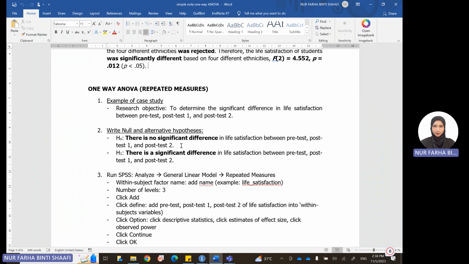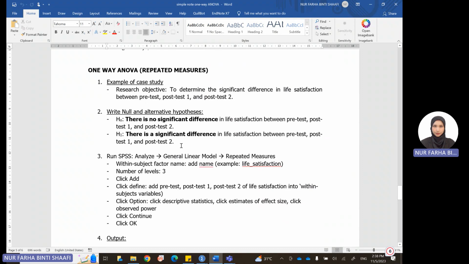If no positive effect, meaning your counseling session is nothing, right? That's why you need to do the pre and post. So you want to know whether there is a difference in pre and post. You use Anova for repeated measures. So for one-way Anova repeated measures, this is your case study.